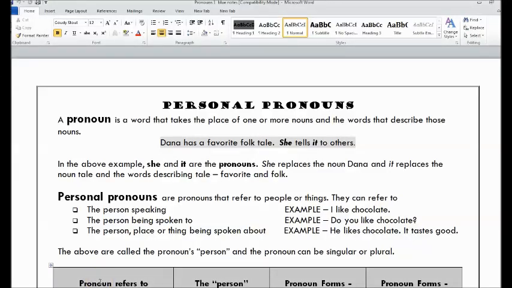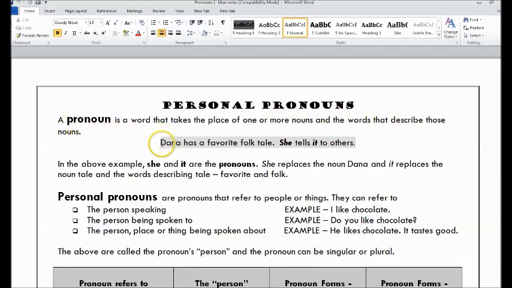This lecture is on pronouns. It's our first lecture on pronouns, and it's on personal pronouns. So there are several different kinds of pronouns. A pronoun is a word that takes the place of one or more nouns and the words that describe those nouns.